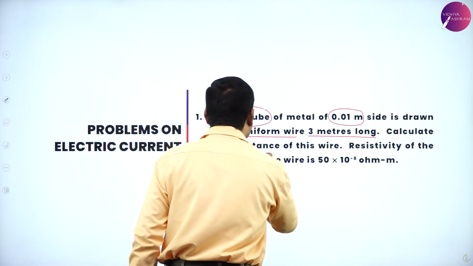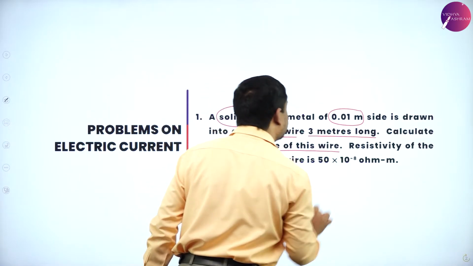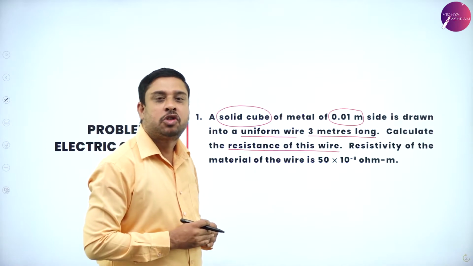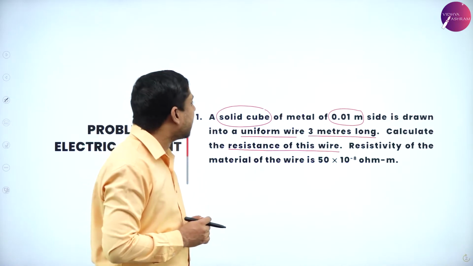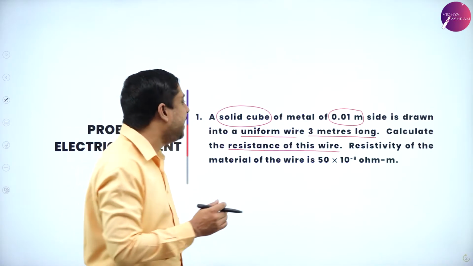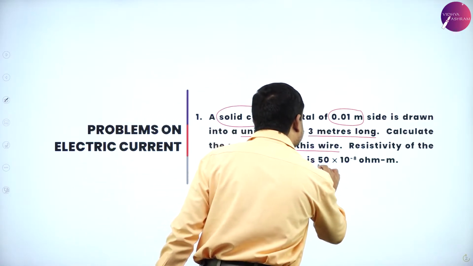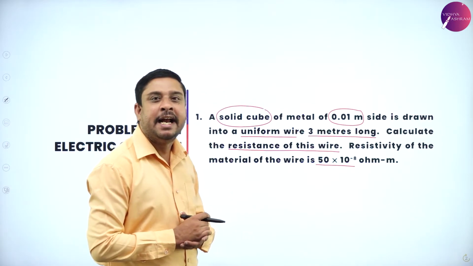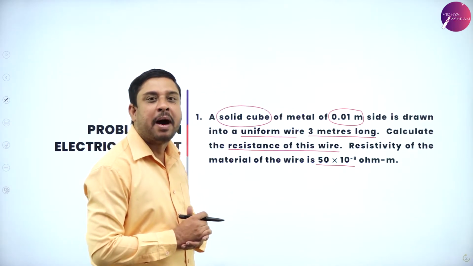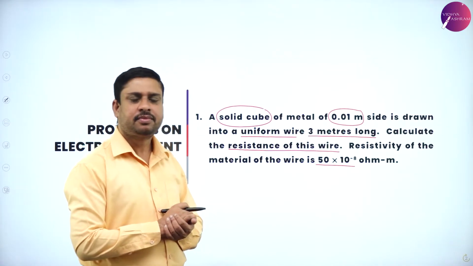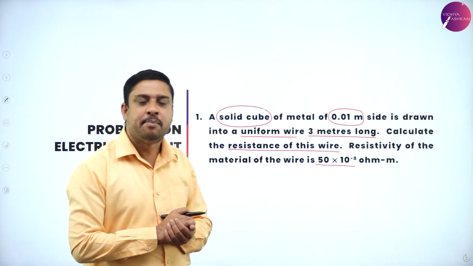Calculate the resistance of this wire. We are asked to calculate the resistance of the wire, provided the resistivity is 50 into 10 power minus 8 ohm meter. Very simple.